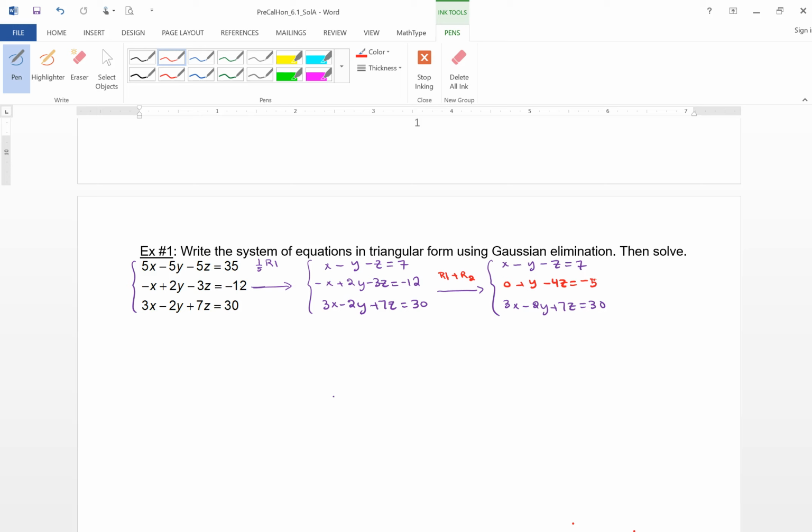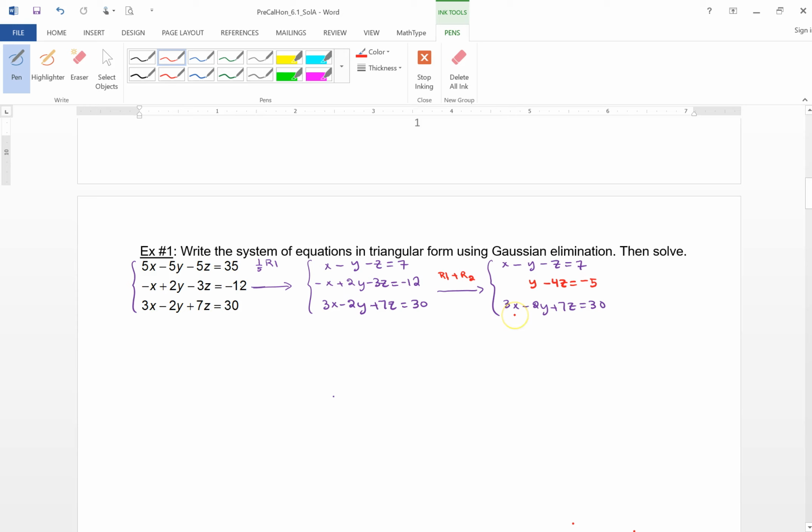All right. Next, so what I have now is this. Does that make sense? Yes. Now, what else do I have to do? I have to make sure that the coefficient of the y term is 1, which it is, so I'm good with that one. Now here, I have to eliminate the x and the y.